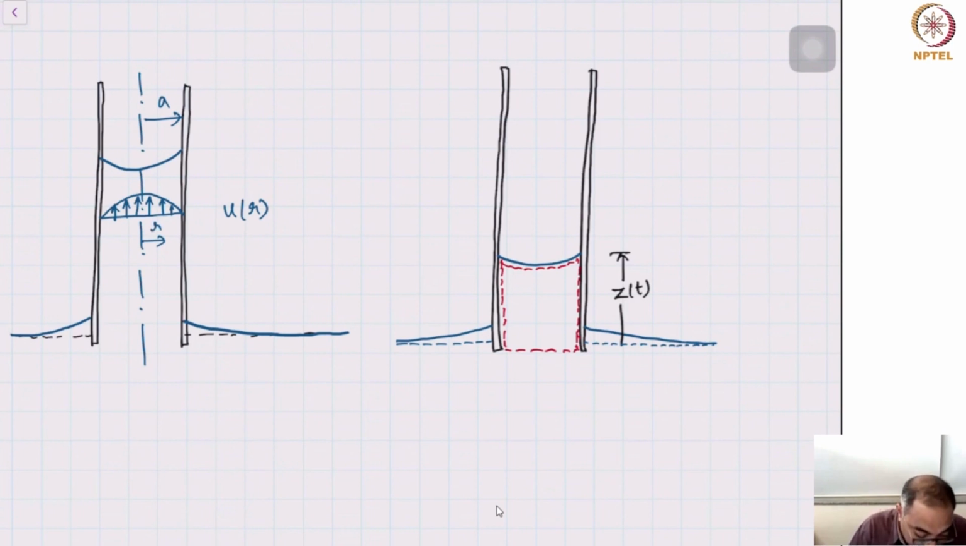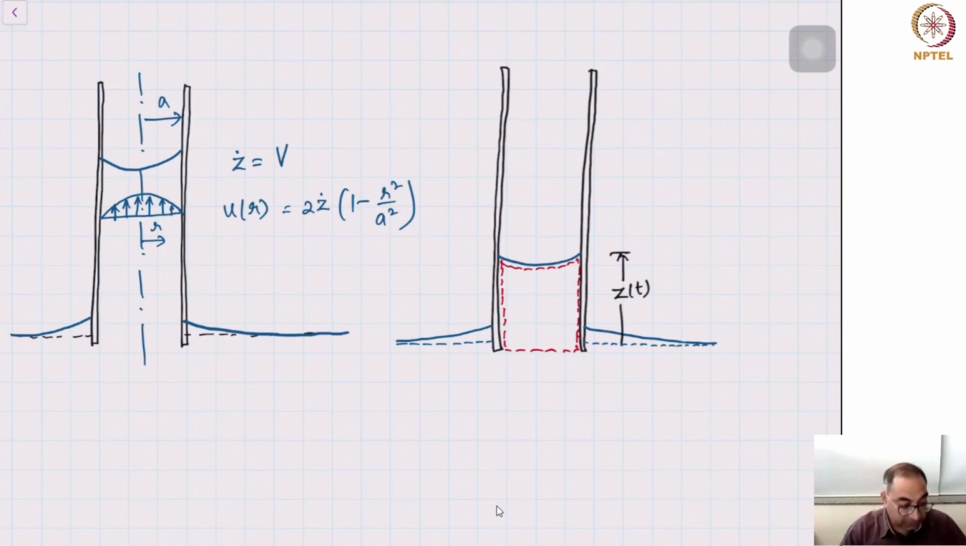The velocity would just be 2 z dot times (1 minus r squared by a squared), where z dot is basically an average velocity. So now I can say z dot is an average velocity, which we'll call v. Alright.